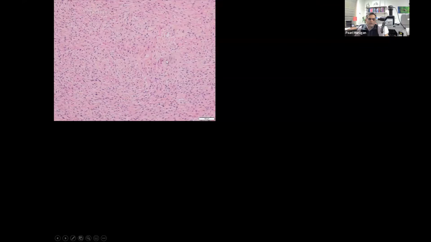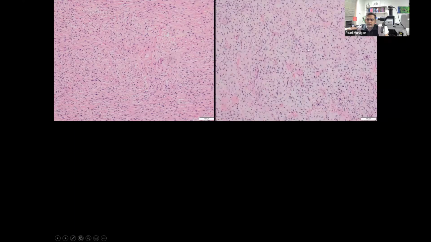So this one is a little bit striking because it has this whirling or swirling or whatever you want to call it, or cartwheeling type of pattern. And in this, it is quite drastically different from what we see in this field because obviously there is quite a bit of myxoid change in the background. And we also start seeing some delicate curvilinear blood vessels.